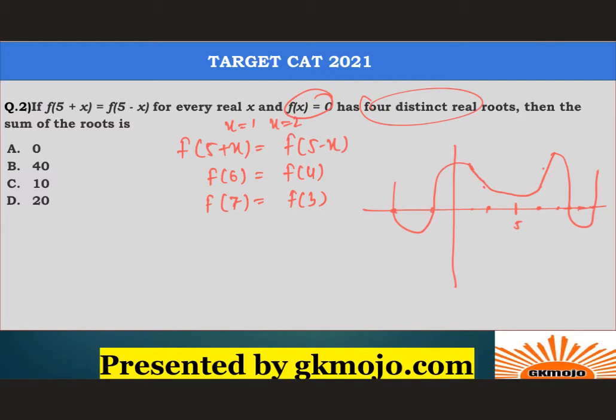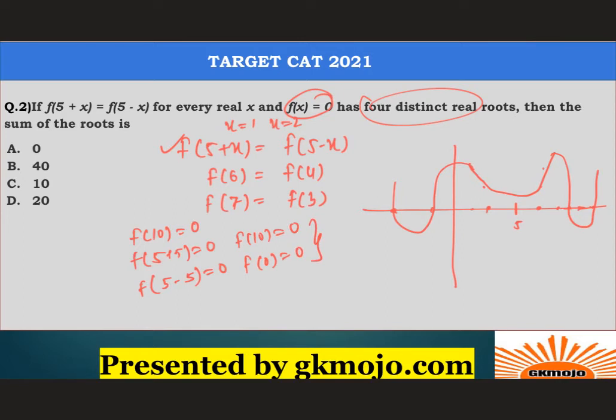Now let's suppose hypothetically f of 10 is equal to 0. What it means is that x is equal to 5, so f of 5 plus 5 is equal to 0, and f of 5 minus 5 is also equal to 0. So basically f of 10 is equal to 0 is a root, and f of 0 is also equal to 0 is also a root, right?